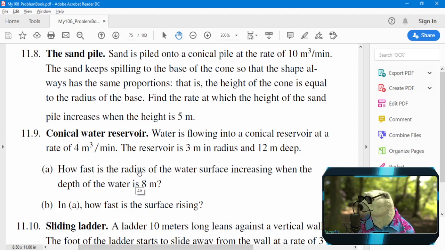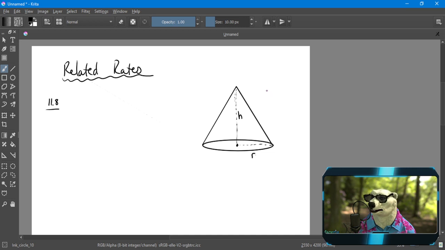They care about the volume up here. The sand is piled onto the cone at a rate of 10 cubic meters per minute, which means the volume of sand, the volume of the cone, is increasing at some rate. So the volume plays a factor as well. So I also want the volume. So let's write our sentences to define what we're going to use.